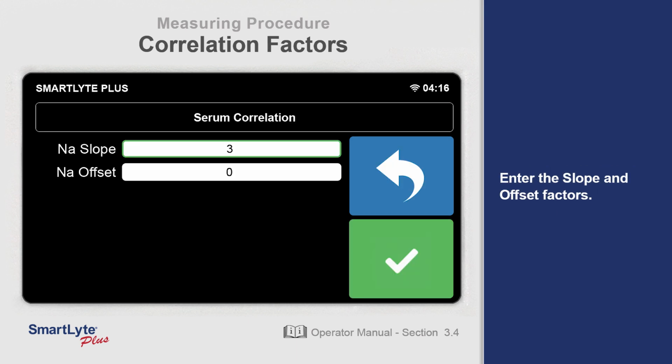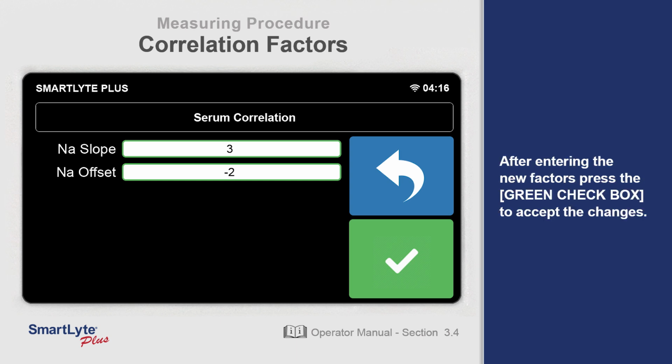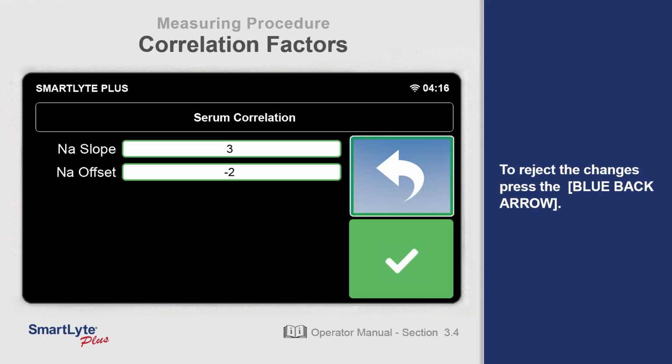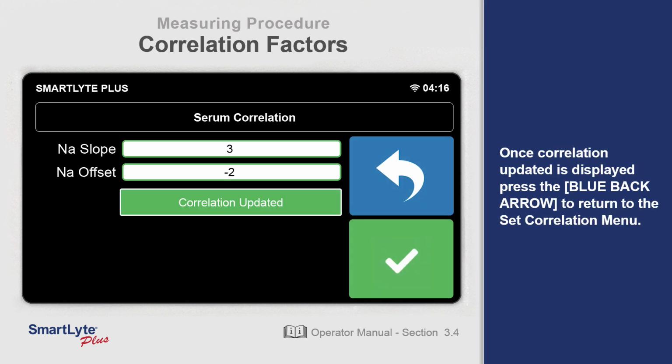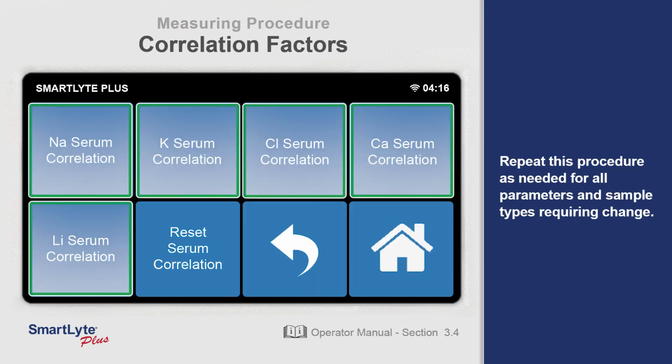Enter the slope and offset factors. After entering the new factors, press the green checkbox to accept the changes. To reject the changes, press the blue back arrow. Once correlation updated is displayed, press the blue back arrow to return to the Set Correlation menu. Repeat this procedure as needed for all parameters and sample types requiring change.